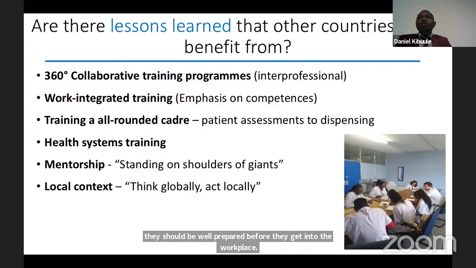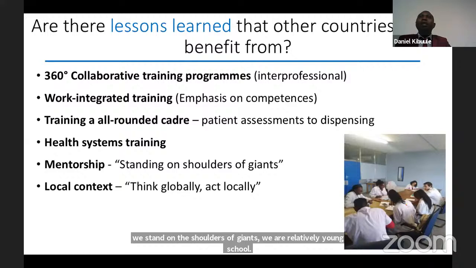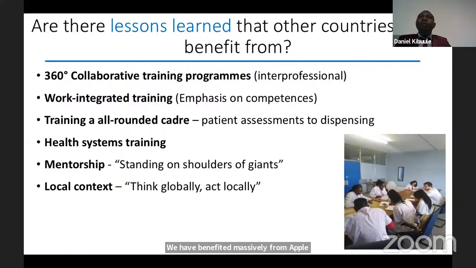Now, the other lesson we've learned is that there's need for mentorship. And one of our mantras is that we stand on the shoulders of giants. We are a relatively young school. We have benefited massively from our collaboration with our partners in the region and internationally as well, when it comes to aspects of, for example, looking for external examiners to ensure that there's quality in the education we are offering. Having visiting professors from Pittsburgh, from the NHS, from Idaho University really helps us a lot.